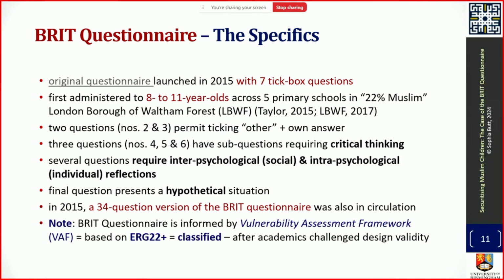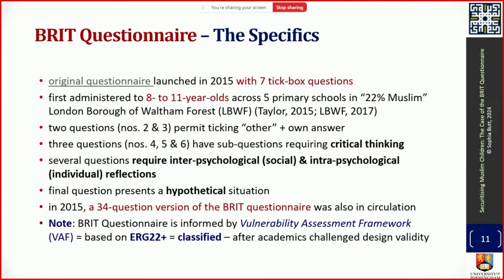But the BRIT questionnaire is informed by the vulnerability assessment framework, which in turn is based on ERG 22+, which is based on prison inmates and extremist offenders. And what happened was, because of this, a lot of academics, a lot of leading experts around the world, educationalists, psychologists, including Noam Chomsky, wrote to the government at the time to say, we have concerns about the design validity of this questionnaire, and we would like to see this report produced by Monica Lloyd and Christopher Dean to see how you came up with this questionnaire.